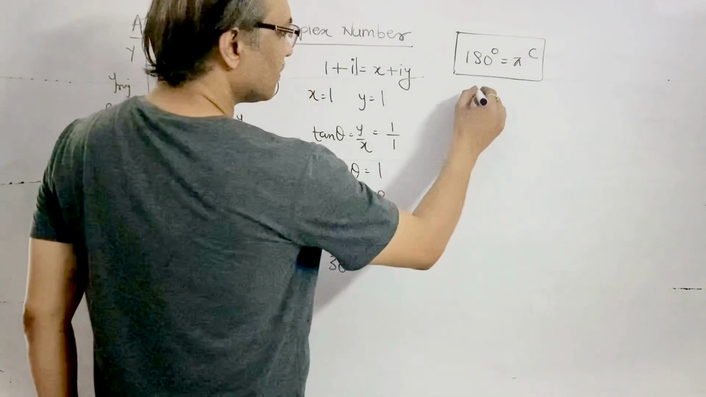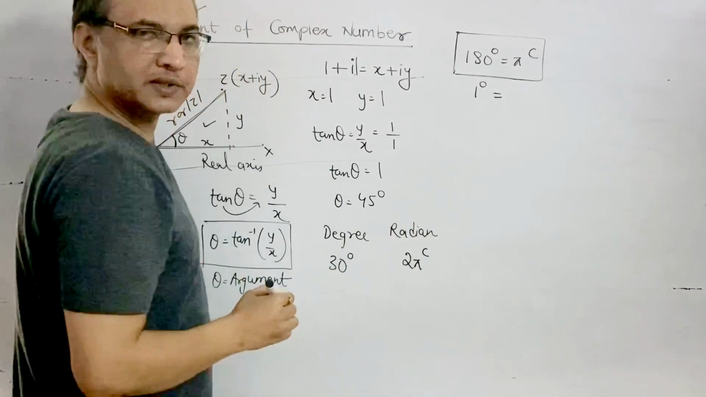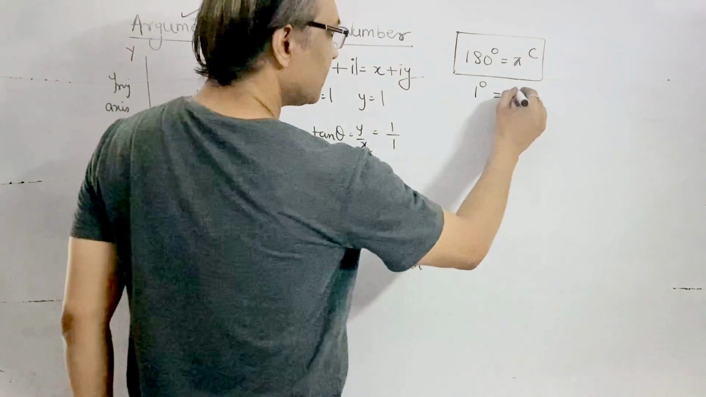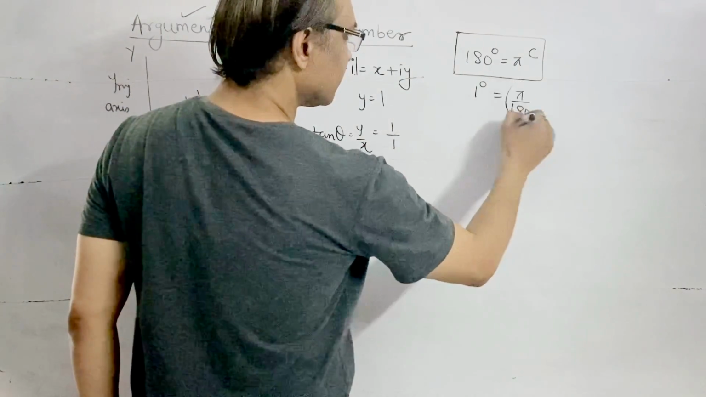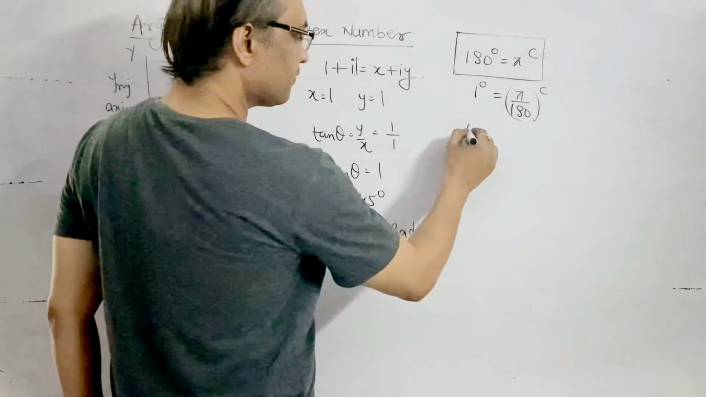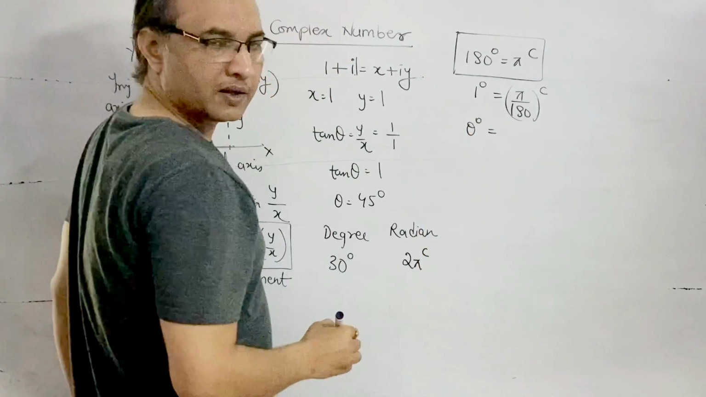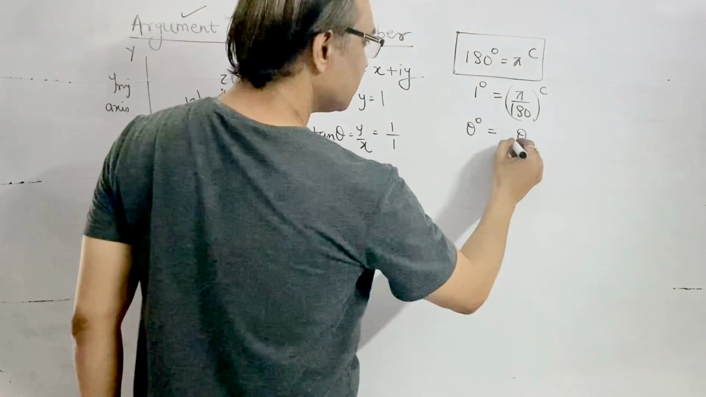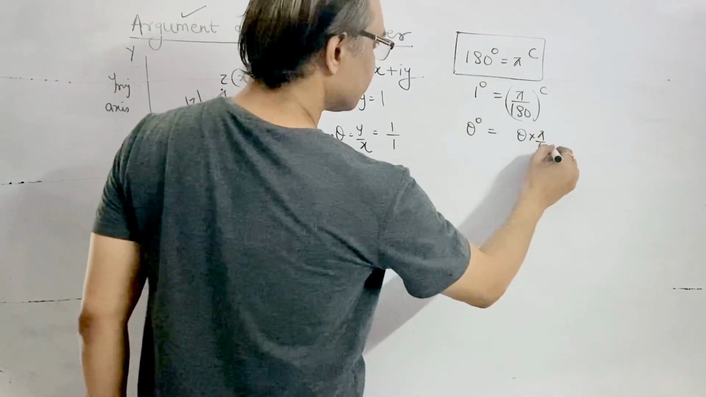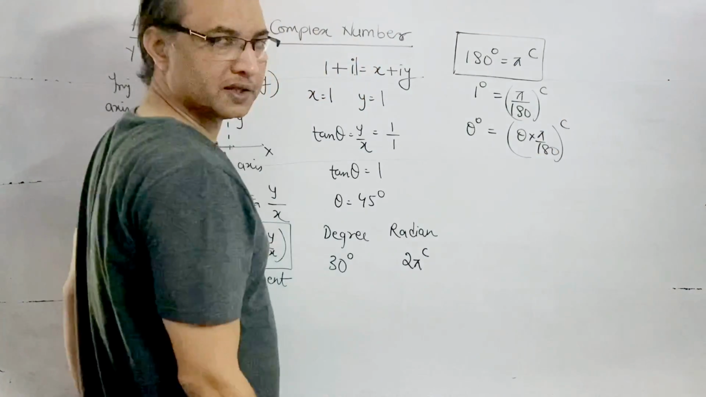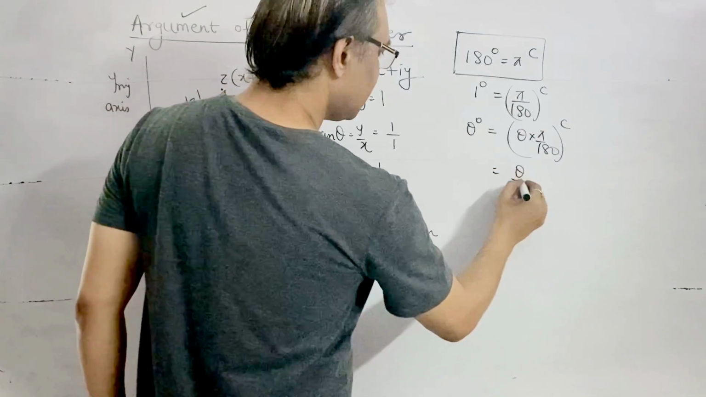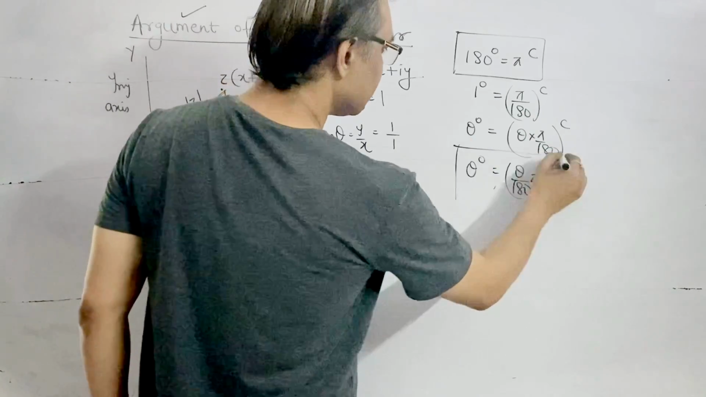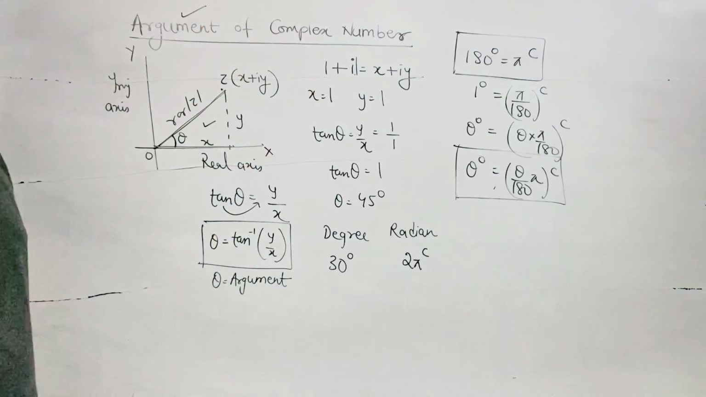Suppose we have 1 degree. Then let us find out the number of radians in it. 180 degree is pi radian. So 1 degree will be pi upon 180 radian. Now suppose if we have theta degree. In 1 degree, radian is pi by 180. So in theta degree, radian will be theta into pi by 180. Or you can write it as theta upon 180 into pi radian. So theta degree is theta by 180 into pi radian.